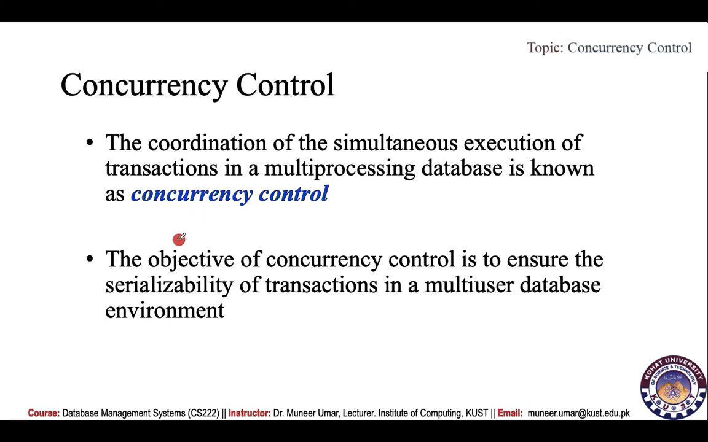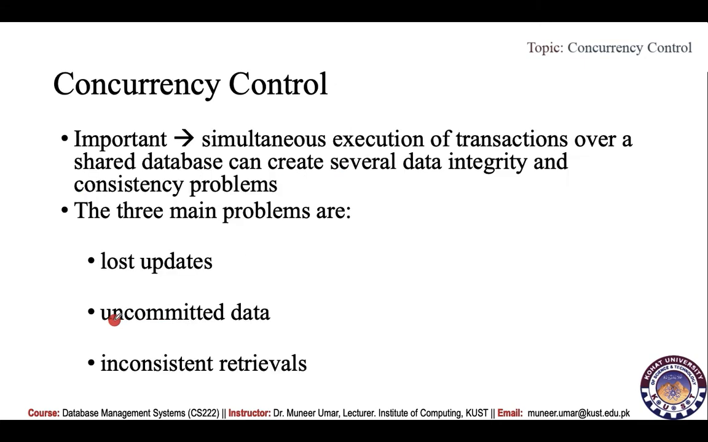The objective of concurrency control is to ensure the serializability of transactions in a multi-user database environment. In a multi-user database environment, we may have multiple transactions executing at the same time, or simply concurrent transactions. So the main objective is to ensure that there is no conflict among these transactions, and that due to the concurrent transactions no inconsistent data appears, or there is no form of inconsistency in the database.